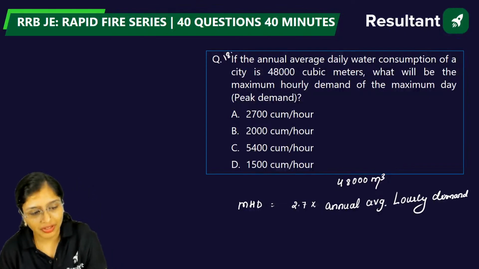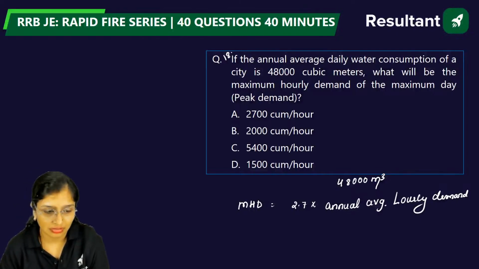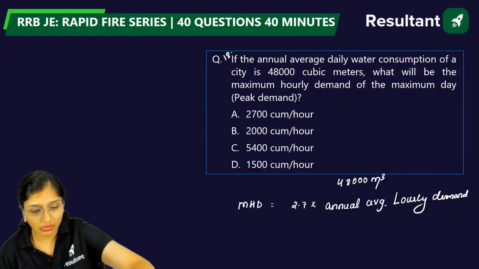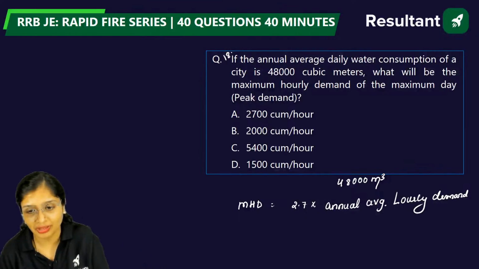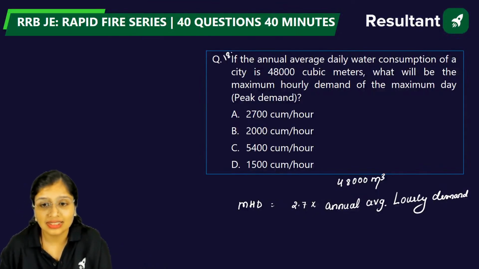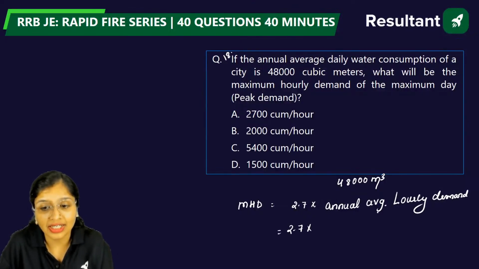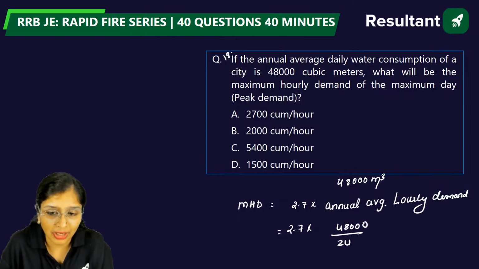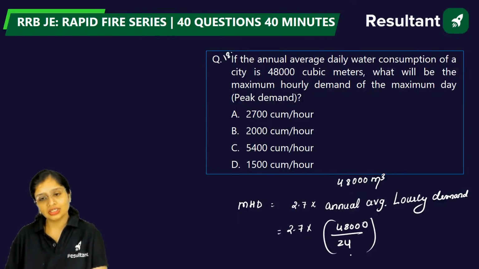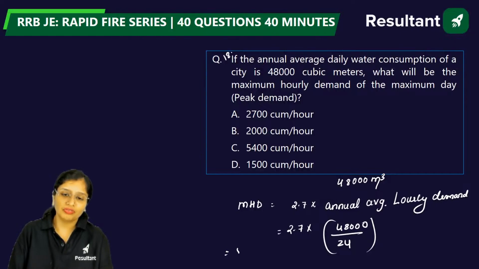Come on, guys, solve it quickly. This is a good question. Here, there are chances that you'll make a mistake, since it has given you daily water consumption, and here it is annual average hourly consumption. So 48,000 divided by 24, and you will get the answer. This will come out to be 2000 cubic meter per hour.